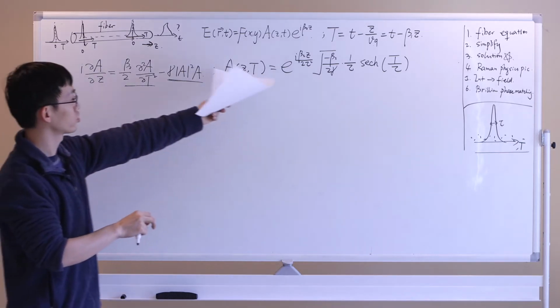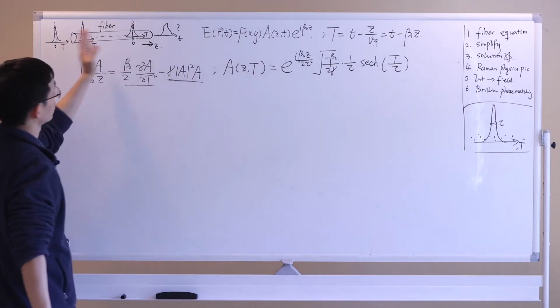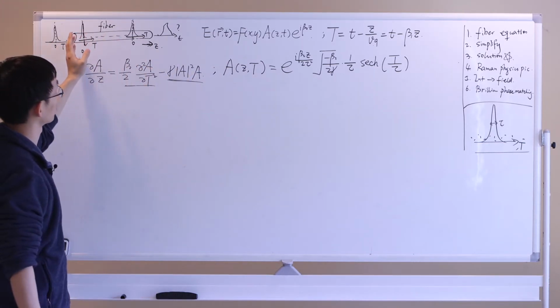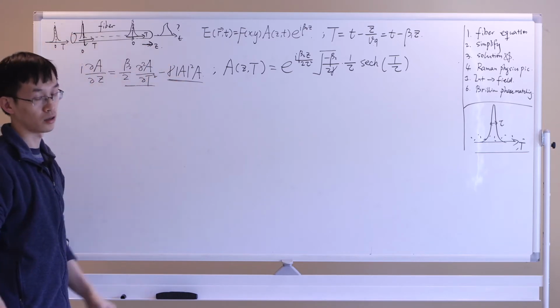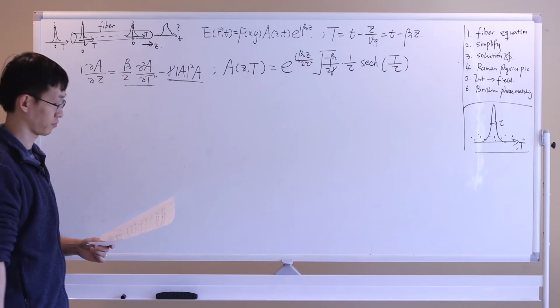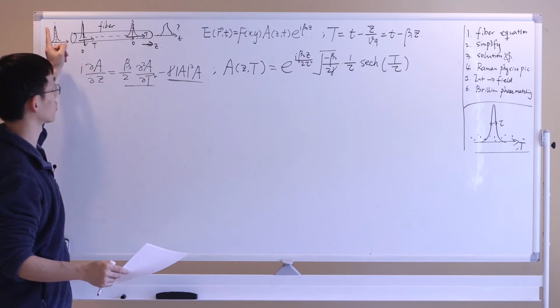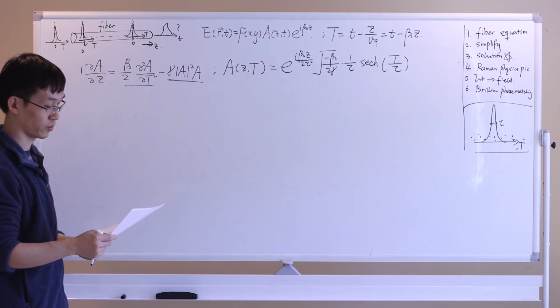So this is a solution, and this solution means that your soliton wave will not change its form, will not change its shape when it propagates along the fiber, which is very attractive for communication purposes, because each soliton pulse can represent one information bit.